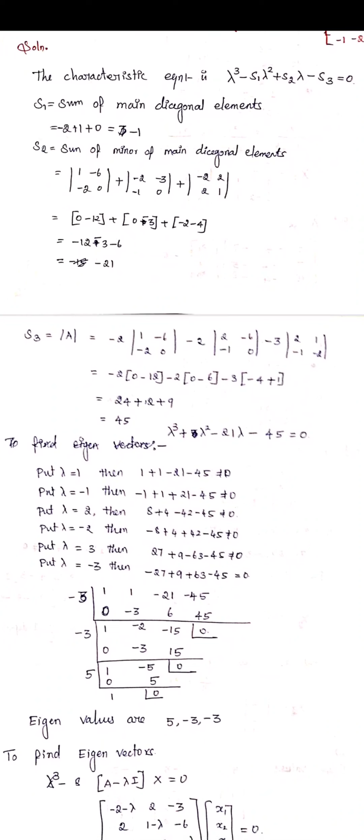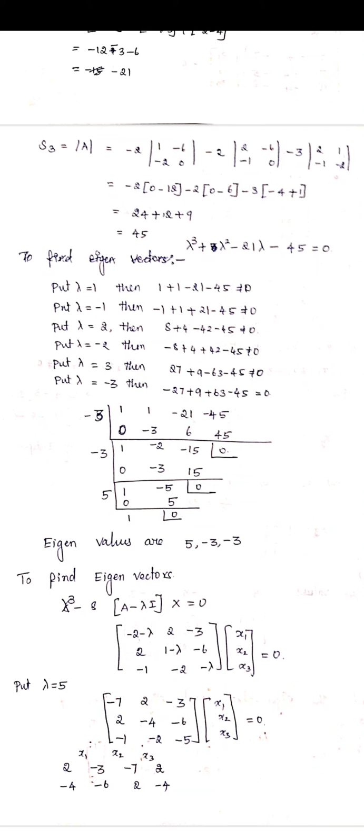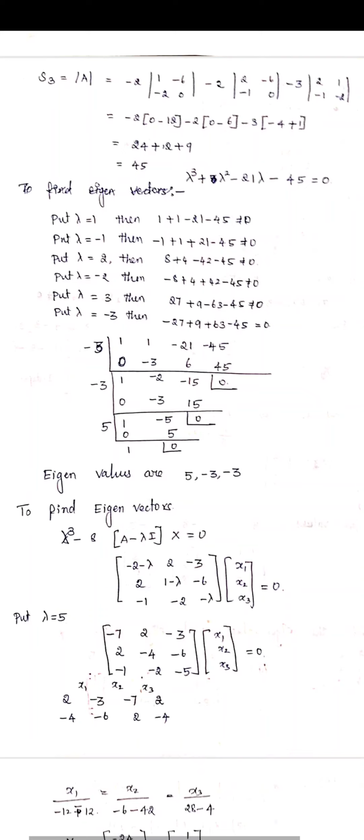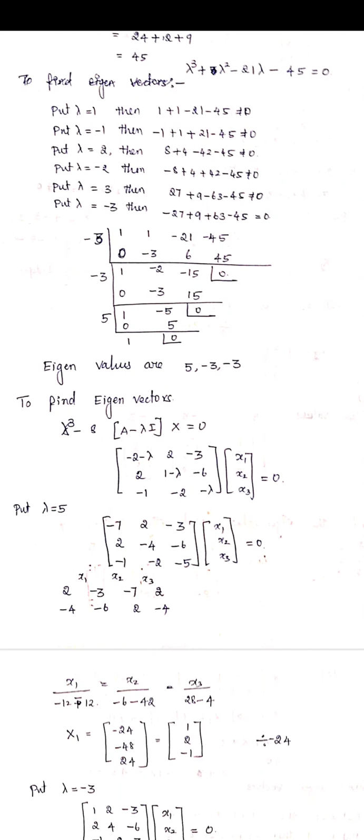Put lambda equal to 1: the equation is not equal to 0. Substituting lambda equal to minus 1, it is also not equal to 0. Like this, for lambda equal to minus 3, the characteristic equation is 0. Therefore, minus 3 is a root of this equation. Using the synthetic division method with 1, 1, minus 21, minus 45, we get the eigenvalues 5, minus 3, minus 3. Here minus 3 is a repeated eigenvalue.